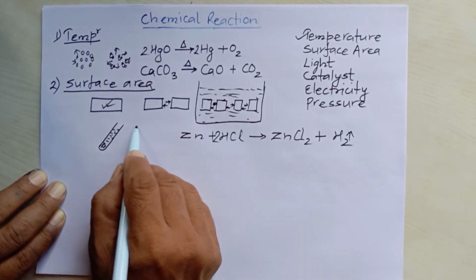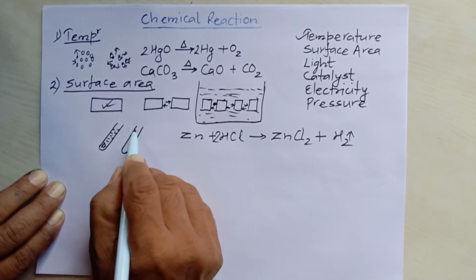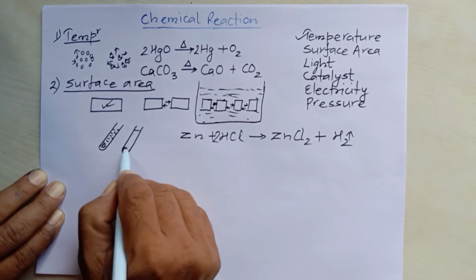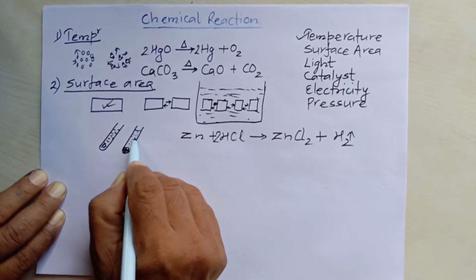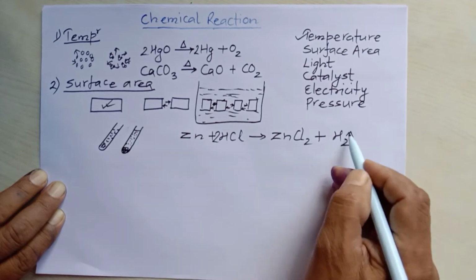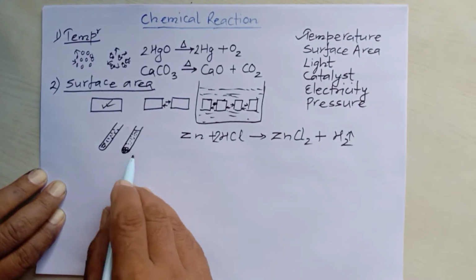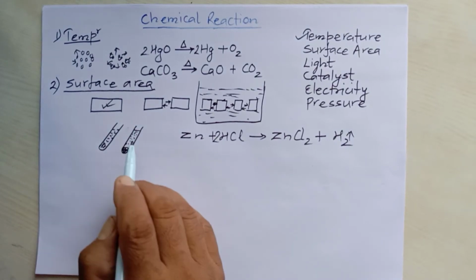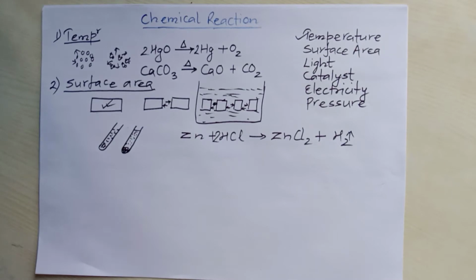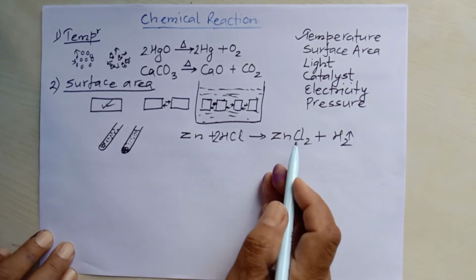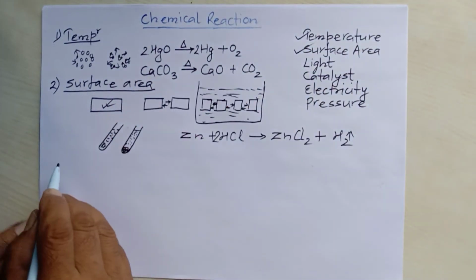But if instead of that piece of zinc, we add powdered zinc here, then the bubbling becomes very vigorous. At a very fast rate, the hydrogen gas bubbles are produced because the rate of reaction is increased because of the increased surface area. We can take this example that when surface area increases, then rate of reaction increases. This also affects the rate of reaction.